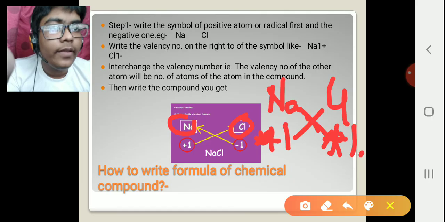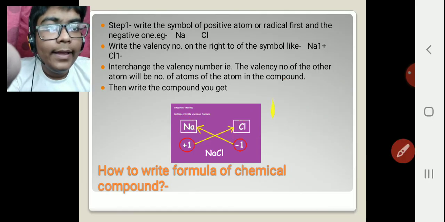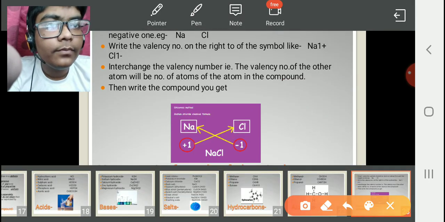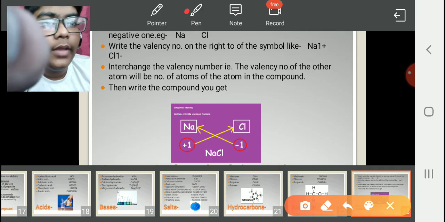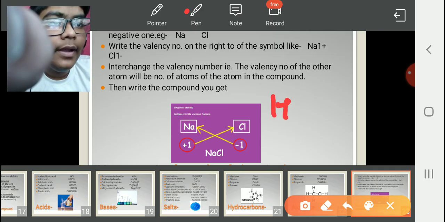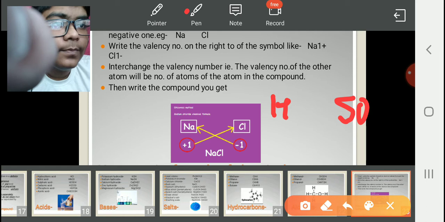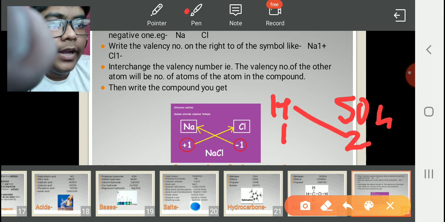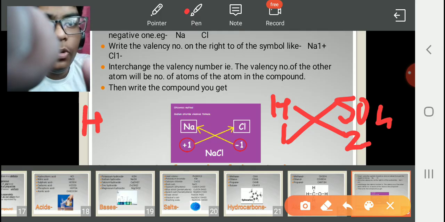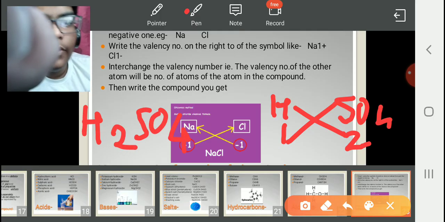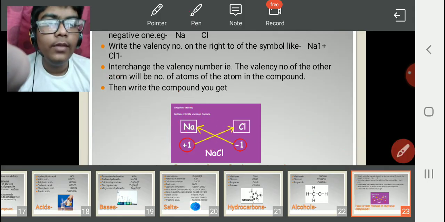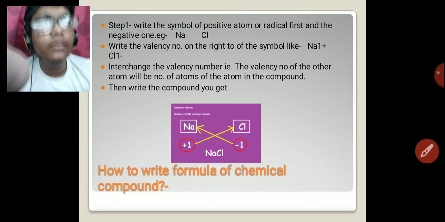We will take one more example. H and SO4. H valency is 1, SO4 valency is 2. Interchange. H will be 2, SO4 will be 1. That gives you H2SO4. Like that, the formulas are written.